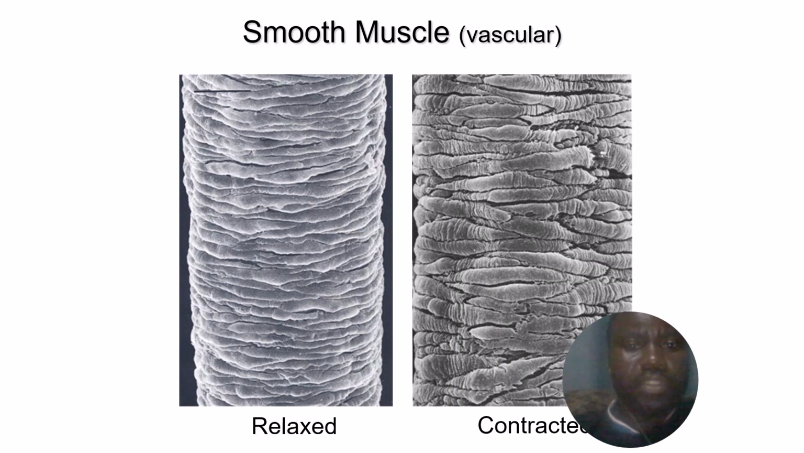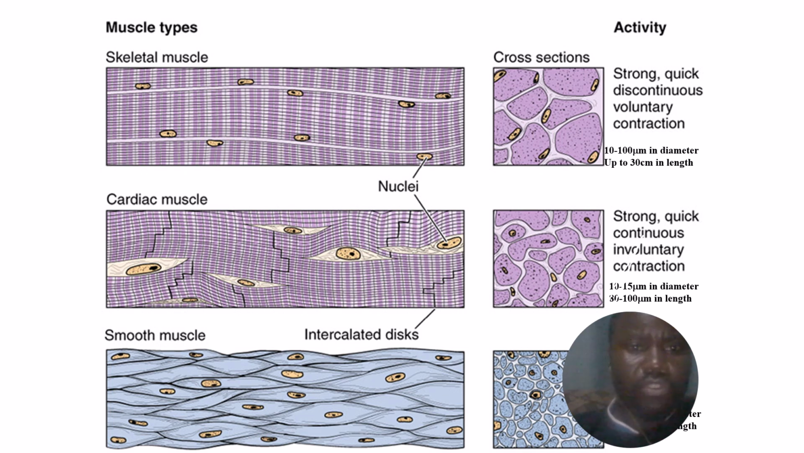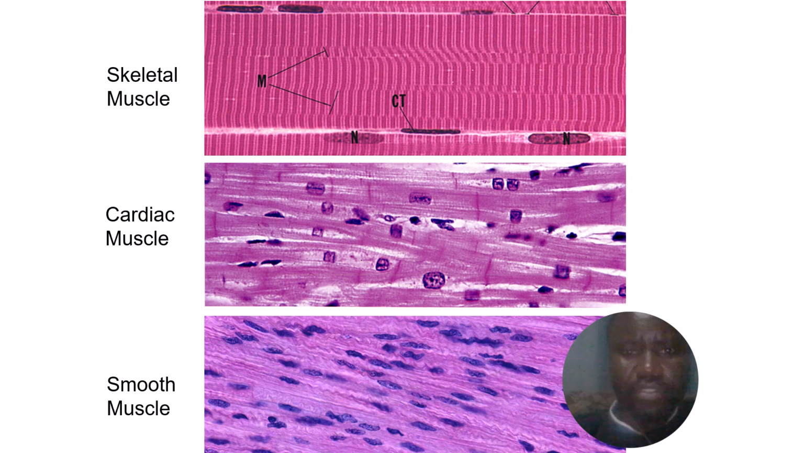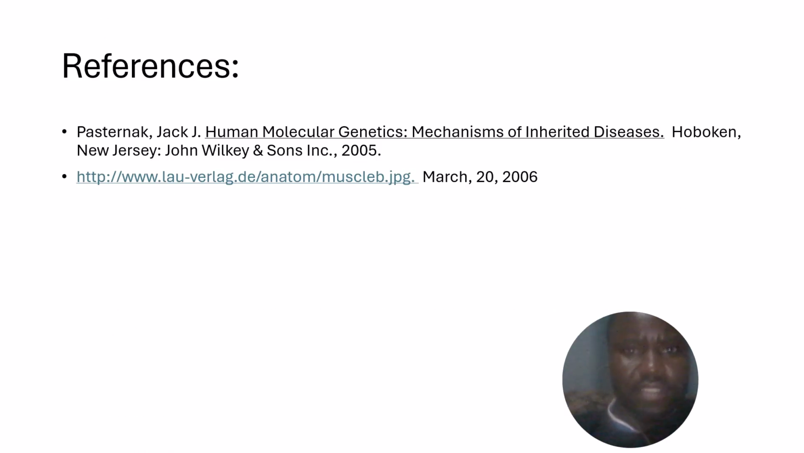The next pictures are just showing you an illustration of the histological appearance of relaxed smooth muscle versus contracted muscle. And here we are just showing the differences as a summary between the skeletal muscle histological appearance, the cardiac muscle, and the smooth muscle, and some highlights of the physiology of their contractions. Otherwise, this is the end of muscle contraction.